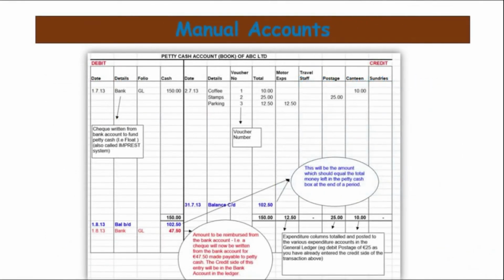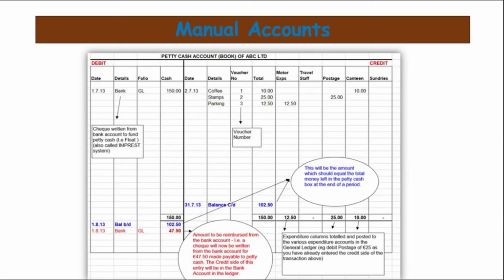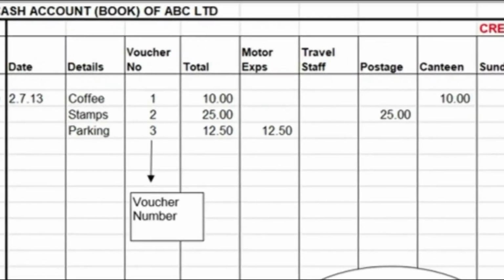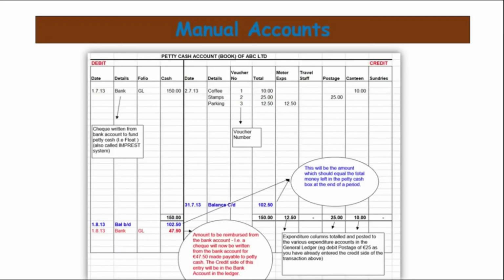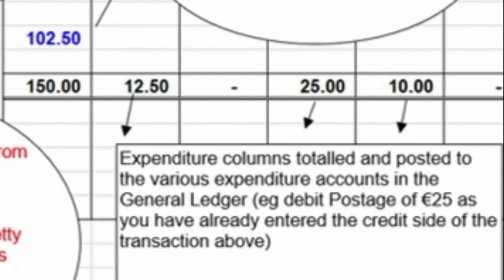This is an example of a completed petty cash book with just a few entries. In this case, the first thing that happened was that an amount of $150 was transferred from the bank account to the petty cash book. The GL reference stands for General Ledger. We then enter data from any vouchers generated by petty cash expenditure. We enter a total for each one and also enter each figure in the relevant analysis column. We then total each column, but we put the initial 150 in the total of the total column.